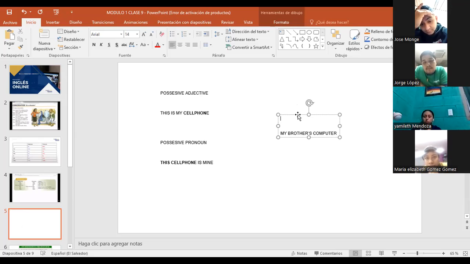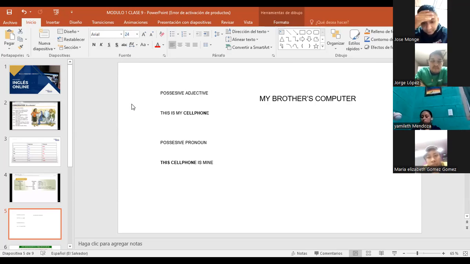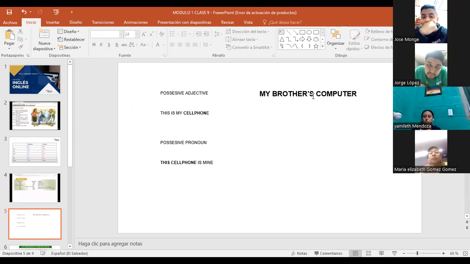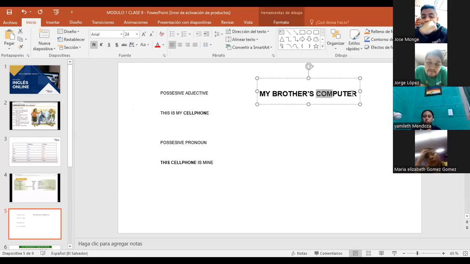Por ejemplo, esta oración que es la más fácil. My brother's computer. Esto, chicos, esta oración. Let's make it bigger. My brother's computer significa, para que ustedes puedan entender cómo se utiliza este. Es posesivo y significa de. Lo vamos a leer de la siguiente manera, ¿ok? La computadora, se lee desde aquí, la computadora de mi hermano, ¿ok? Así se lee al revés. Primero es computer, la computadora, porque esta S es como que fuera de, ¿ok?